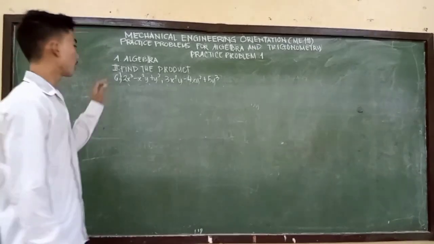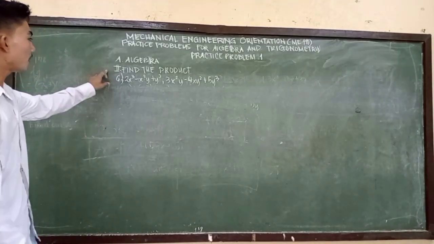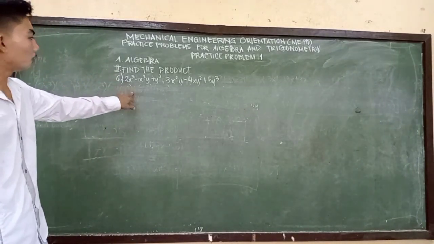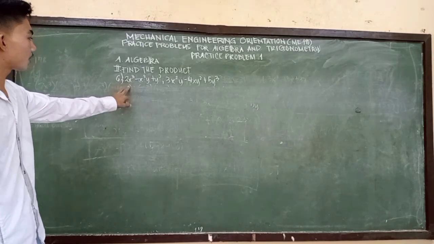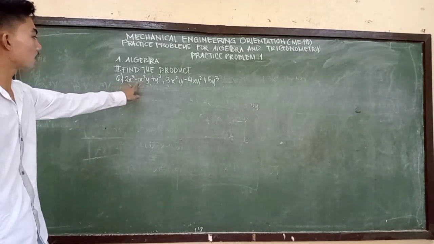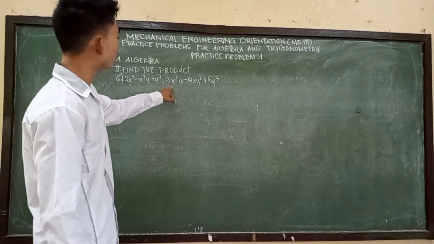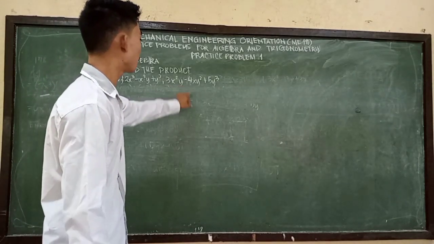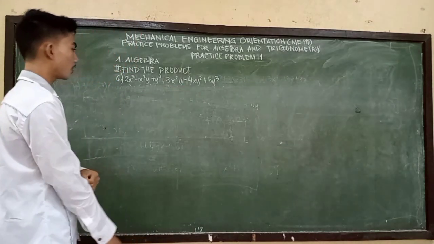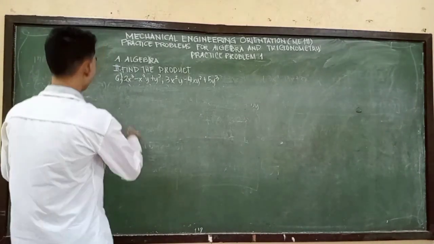Now we will go to the second part of our algebra, which is finding the product. Now we will find the product of 2x cubed minus x squared y plus y cubed multiplied with 3x squared y minus 4xy squared plus 5y cubed.